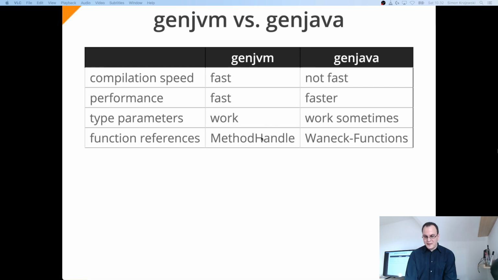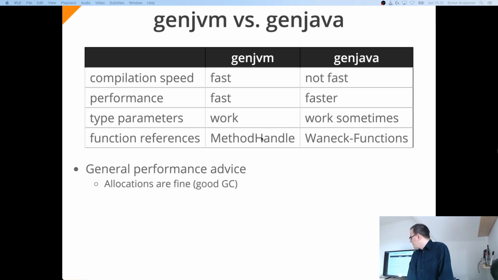And some general performance advice when working with Java and genjvm. Allocations in general are fine. You don't have to worry about making allocations that much like you have on some other targets, because the GC, in my experience, doesn't care that much. You should, of course, still avoid allocations if you can, but it's not like you have to design your entire application around the fact that you have to avoid allocations.